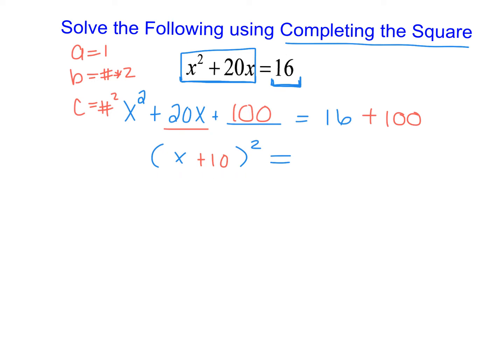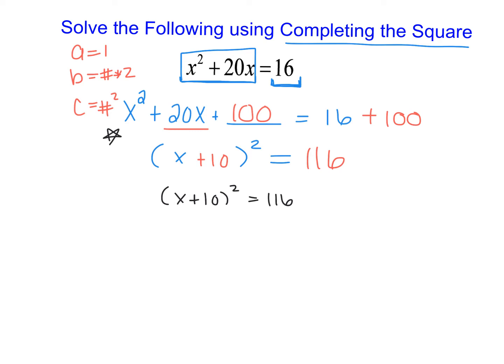So by creating a perfect square trinomial, I now have (x + 10) squared on the left-hand side, and I have 116 on the right-hand side. So now I currently have this equation of (x + 10) squared is equal to 116. So by using completing the square, I was able to rewrite this by using my knowledge of perfect square trinomials.